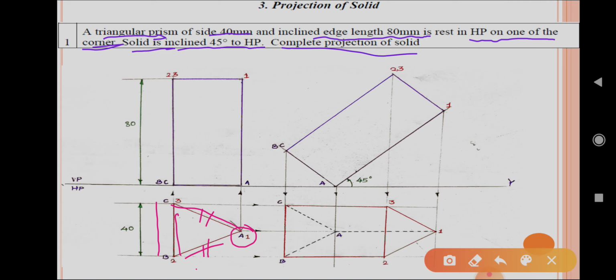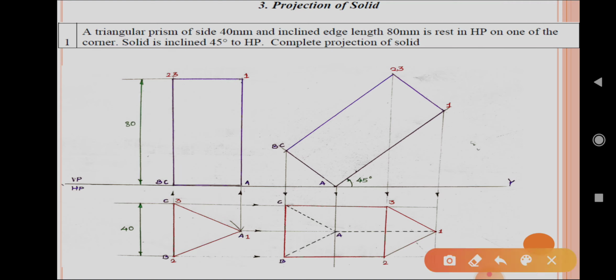A1. The letters we can use for the base surface, and the numbers we can use up for the top surface. A, B, C. Similar way, 1, 2, 3 we can mark. And we can take the vertical projection lines.